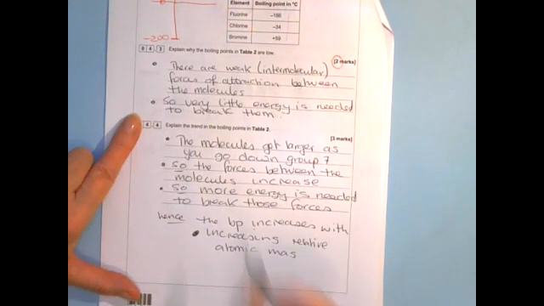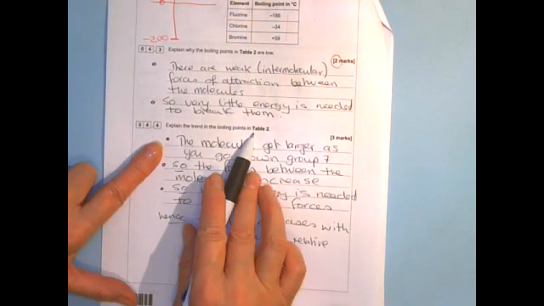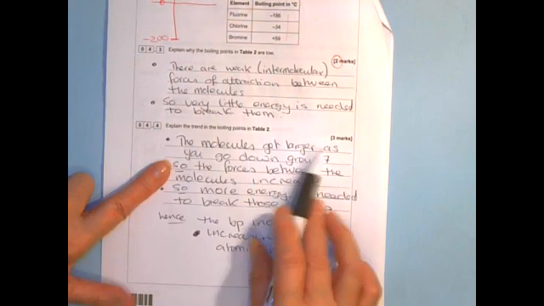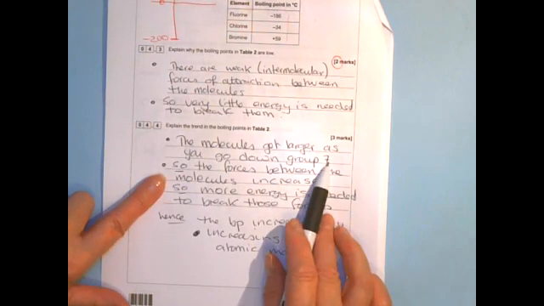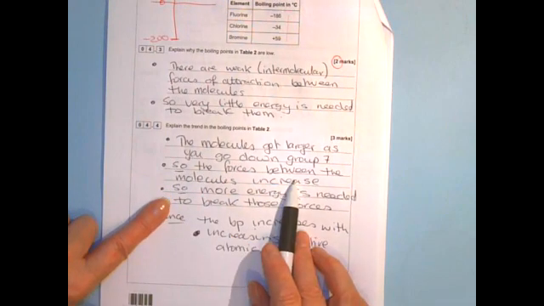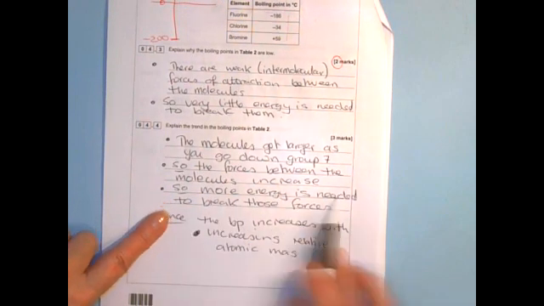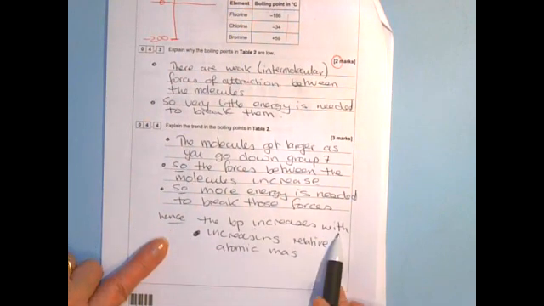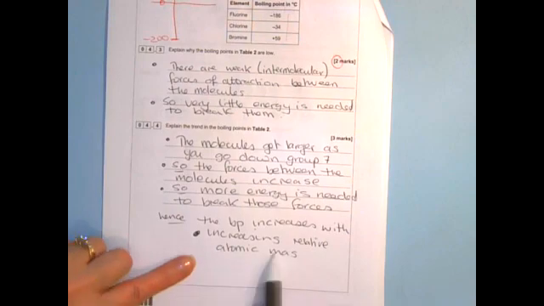So 4.4, explain the trend in the boiling points. As the molecules get larger as you go down group 7, the forces between the molecules increase, so more energy is needed to break those forces. So the boiling point increases with relative atomic mass.